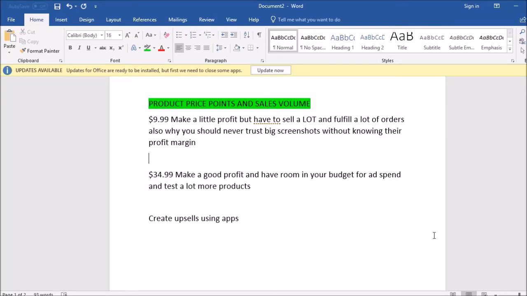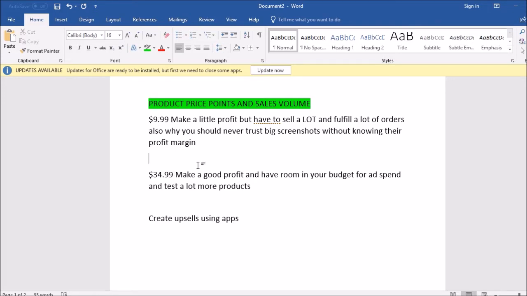Okay, guys, let's talk about product price points and sales volume. So, first of all, I'd like to tell you that all my products I always put 0.99. It's just something that I've always done. Like, if you want $35, put it as 34.99 or 9.99.